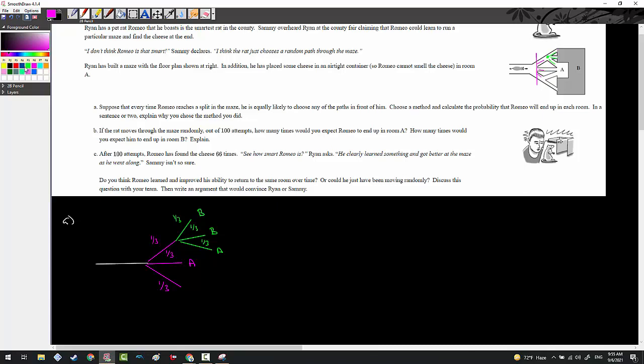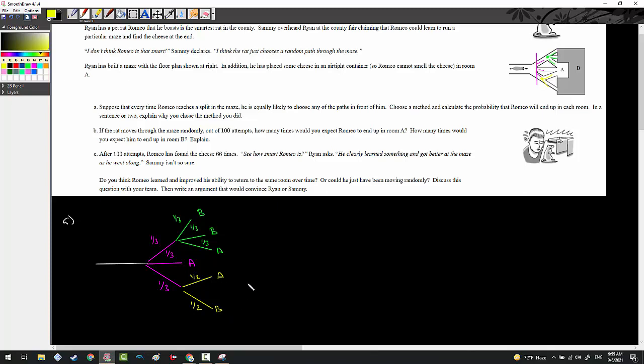The bottom junction point right here, if I label it in yellow, and it's hard to see on the white background, but he has 2 options. He can either go up or down. Each one has a 1/2 chance of happening. If he takes the top path, he'll end up in A. If he takes the bottom path, he'll end up in B.